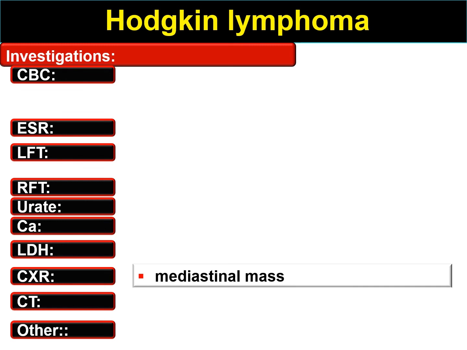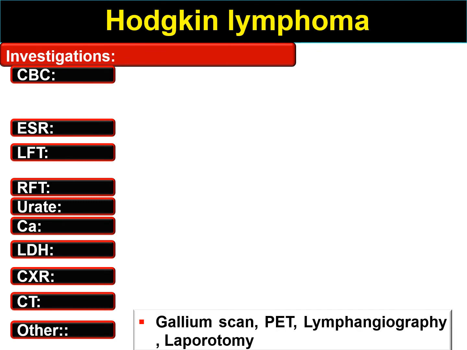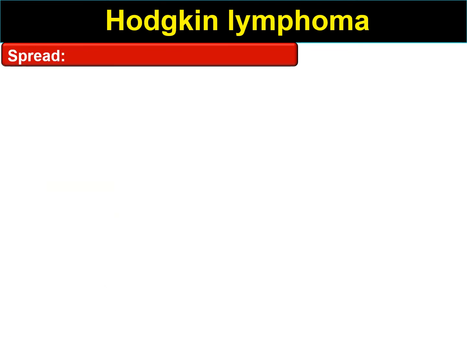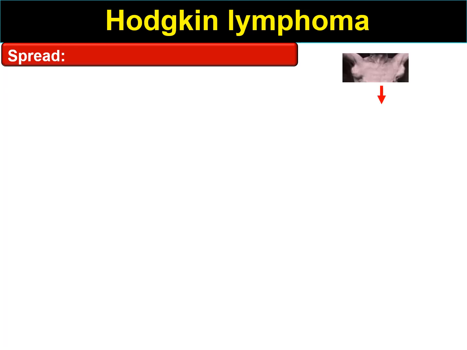The imaging techniques such as X-ray chest show a mediastinal mass, or the CT scan of the thorax, abdomen, and pelvis is done for the staging of the disease. Other imaging techniques are gallium scan, PET scan, lymphangiography, and laparotomy is also done for the staging sometimes. The Hodgkin lymphoma spreads by direct extension to other lymph node groups or lymph nodes, and then it goes to spleen, liver, and bone marrow.